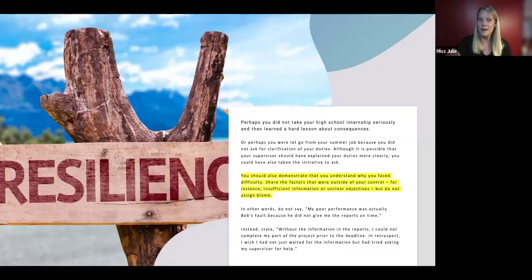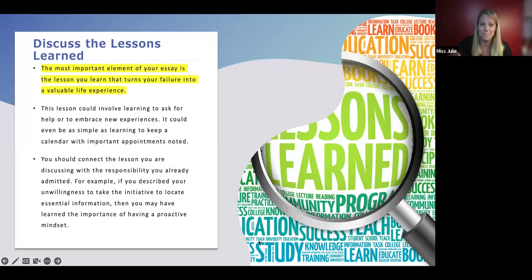Okay, well, he is blaming someone else for his mistake. Instead, say something, without the information in the reports, I could not complete my part of the project prior to the deadline. In retrospect, I wish I had not just waited for the information, but had tried asking my supervisor for help. Do you see the difference in those two? In one, the person is blaming someone. In the second one, they're explaining what happened without assigning any blame.